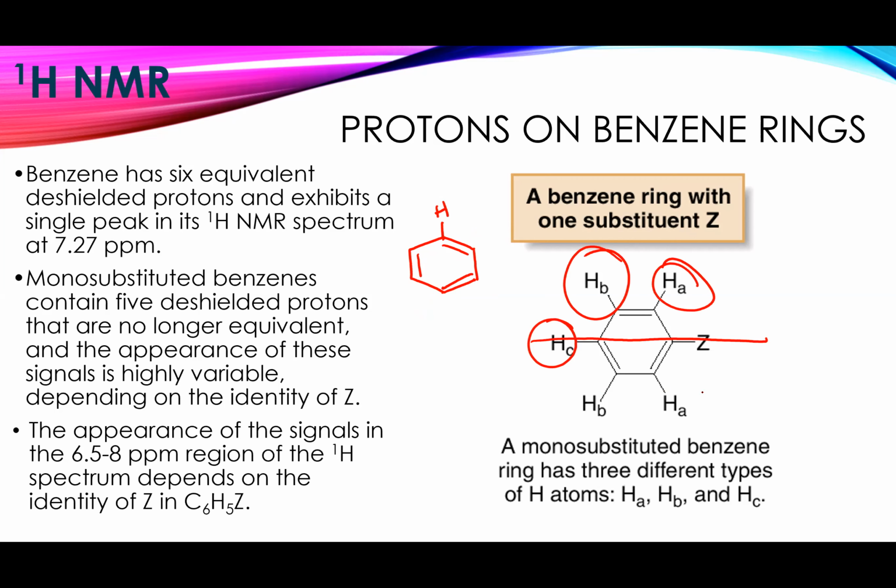Now, how these signals actually appear is going to highly depend on the identity of Z. If Z is very electron withdrawing, that's going to have a much larger effect than if it was more electron donating or more neutral. Also, you're going to see some differences in the integration. Each of these would be represented by a peak of 2 to 1, so you should see a ratio of 2 to 2 to 1 if they are separated out. A lot of times aromatic protons just end up in one big cluster.